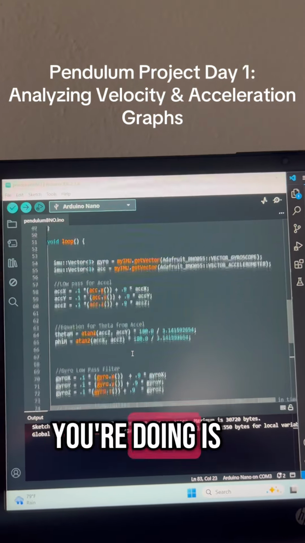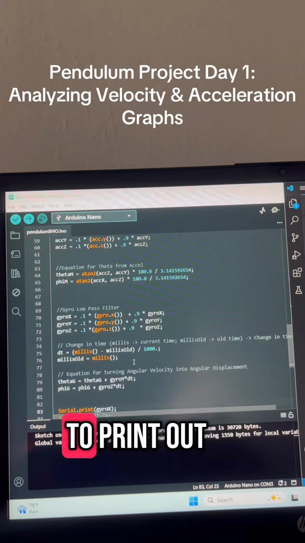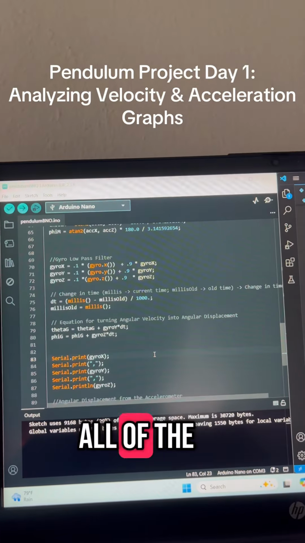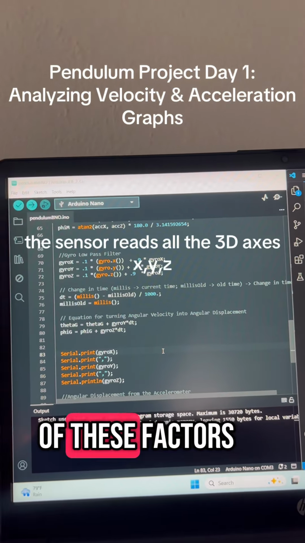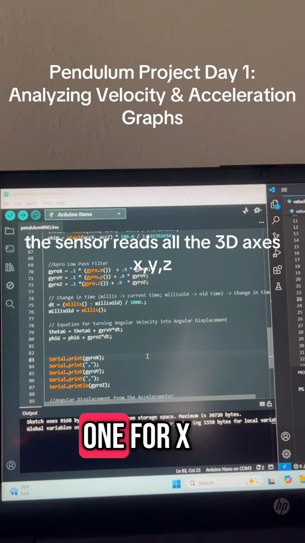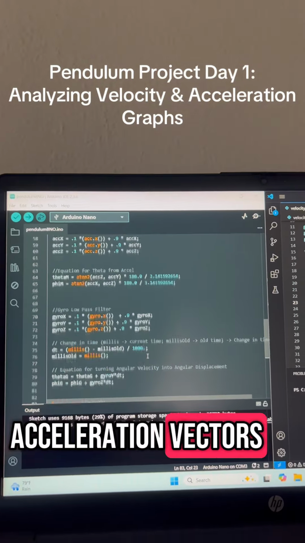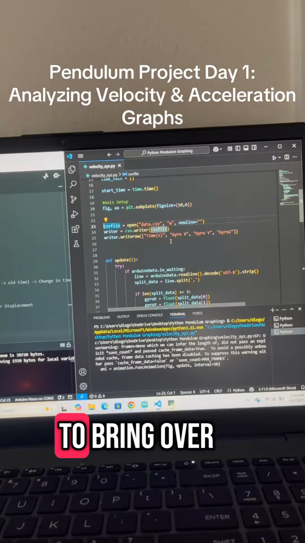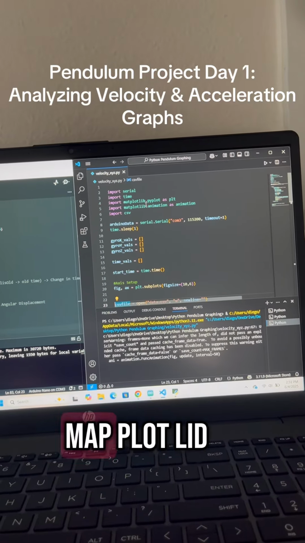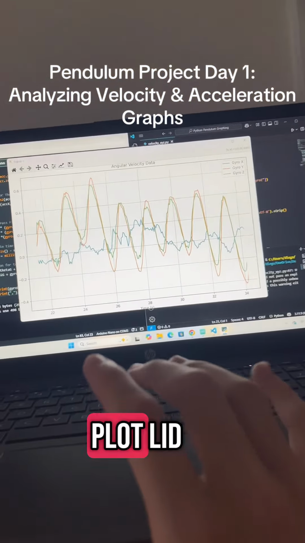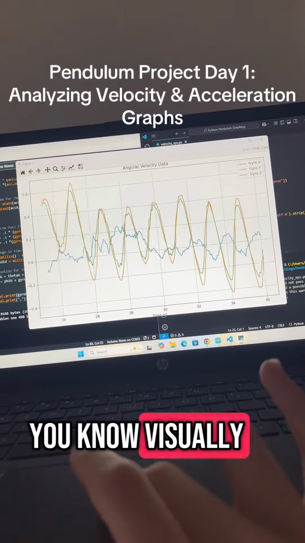Okay, so what you're doing is you are going to print out all of the graphs for each of these vectors. So it's going to be 3 graphs, one for x, y, and z, for the velocity and the acceleration vectors. I was able to bring over the data from Arduino into Python, and I was able to graph it using Matplotlib. Here is Matplotlib. You can visually just more clearly see the angular velocity data.